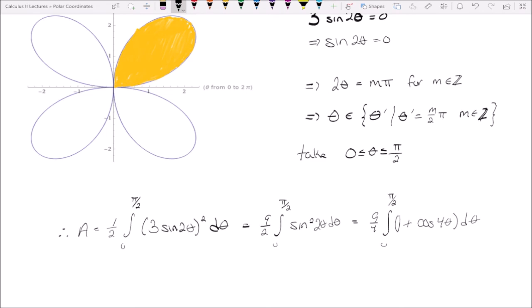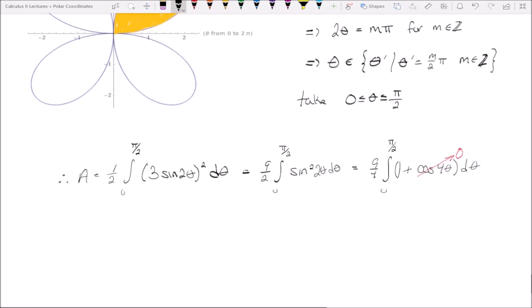Well, if you notice, cosine is 2 pi periodic. So cosine of 4 theta would be pi over 2 periodic. We're integrating over 1 full period of cosine of 4 theta, which is going to make that automatically integrate out to 0. And so we're going to be left with 9/4 times pi over 2, or just 9 pi over 8.